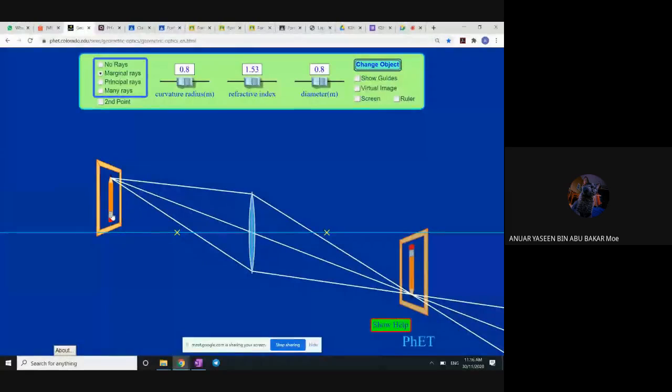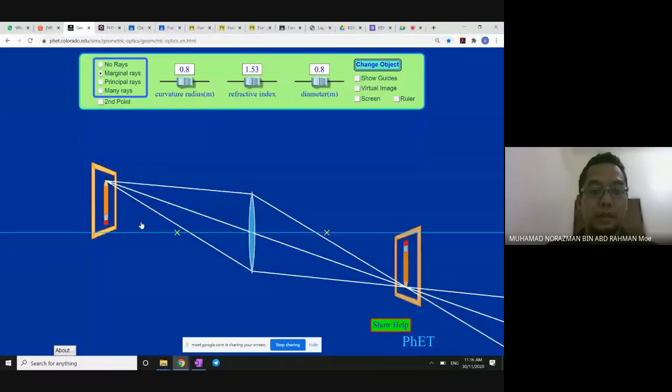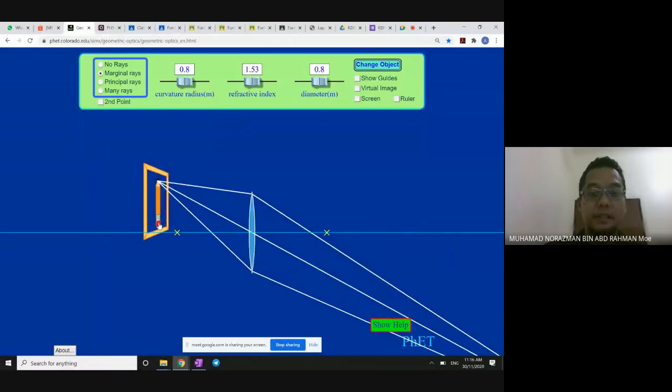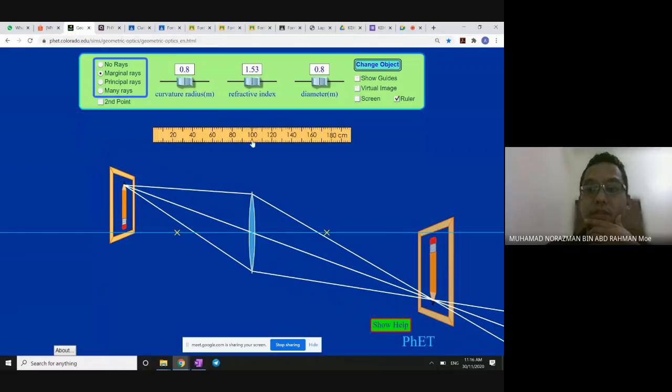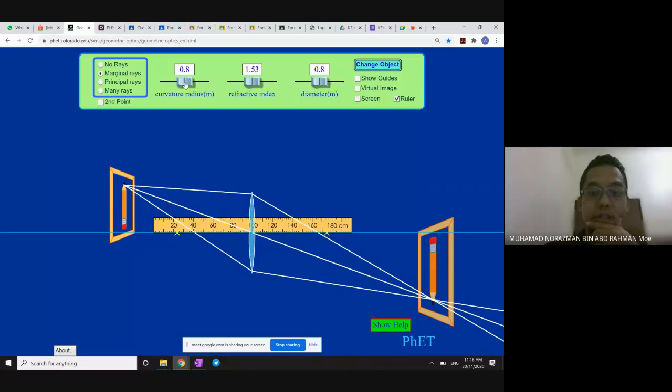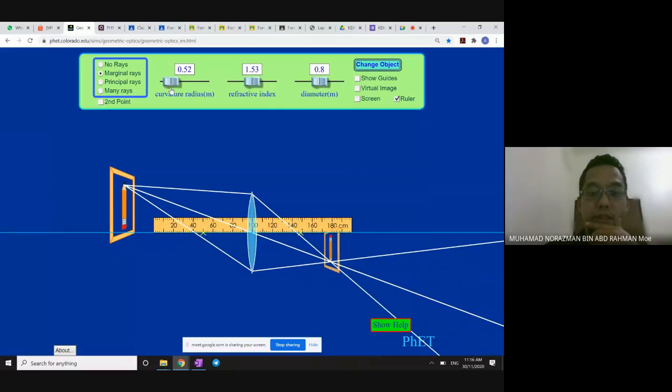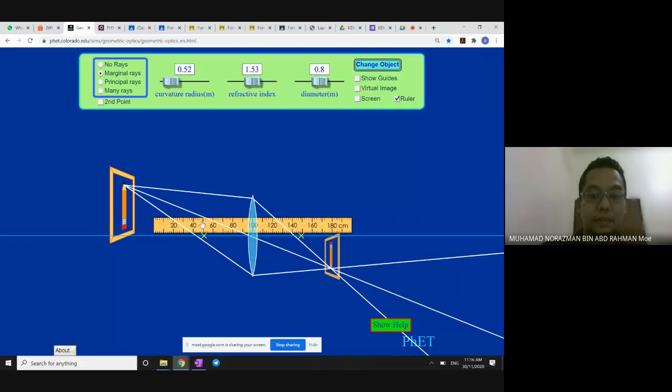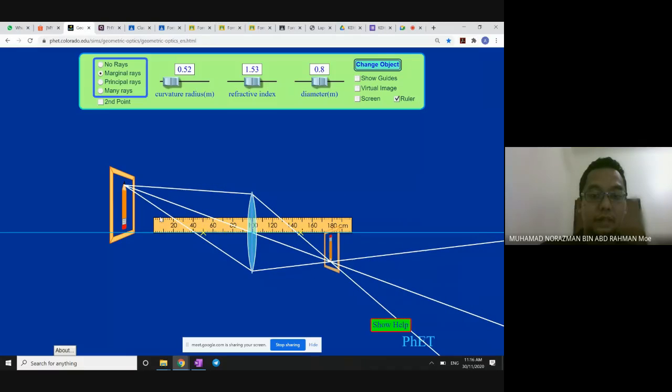Okay, so ni yang belah kiri yang cikgu alihkan, this is the object. So kita ada ruler, center, curvature radius kita adjust. Okay, so 50, this one is F, focal length. Okay, dia punya F kat 50. So this one is 2F.